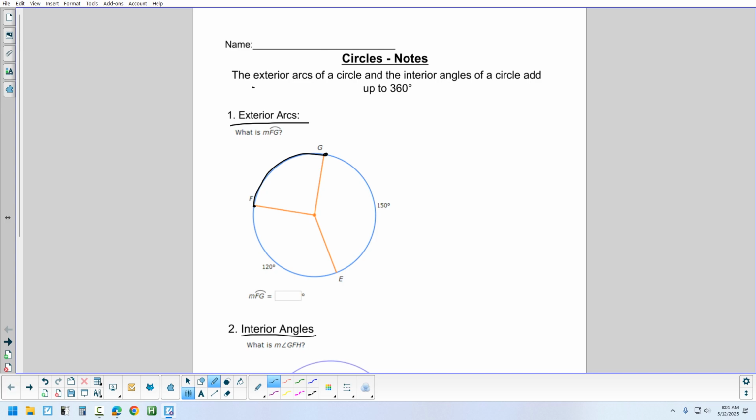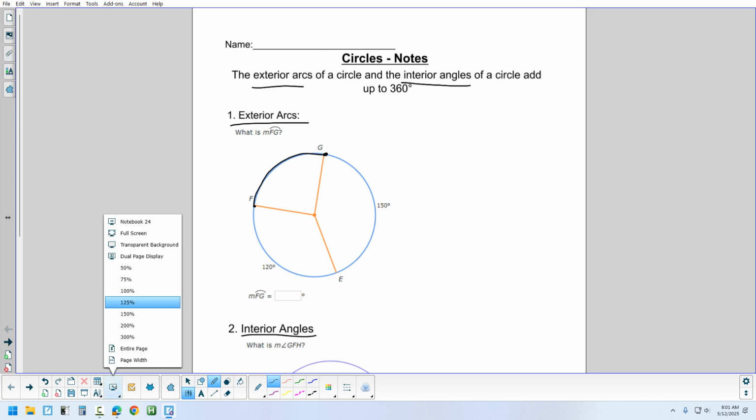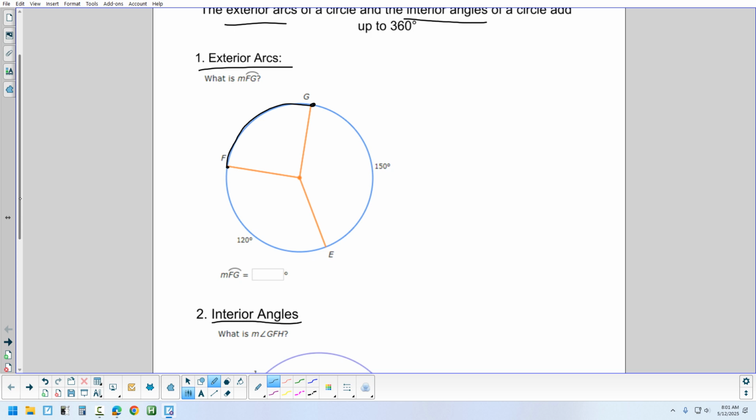All right. Whether you're dealing with the angles on the inside or the arcs on the outside, they always add up to 360 degrees. Okay? That's the key for solving all three of these problems. The angles on the inside and the arcs on the outside always add up to 360. All right. So let's look at the first one.